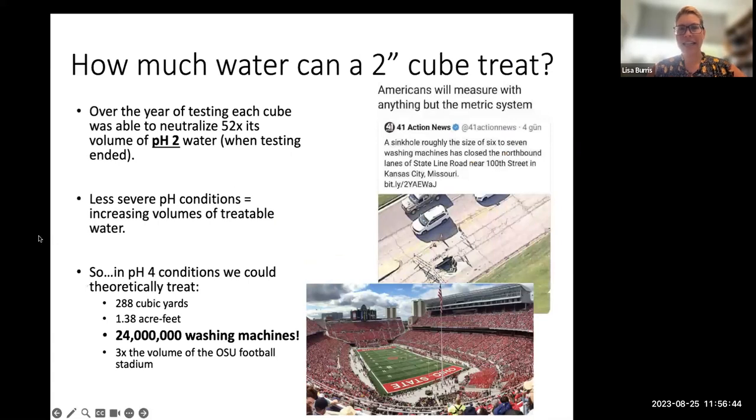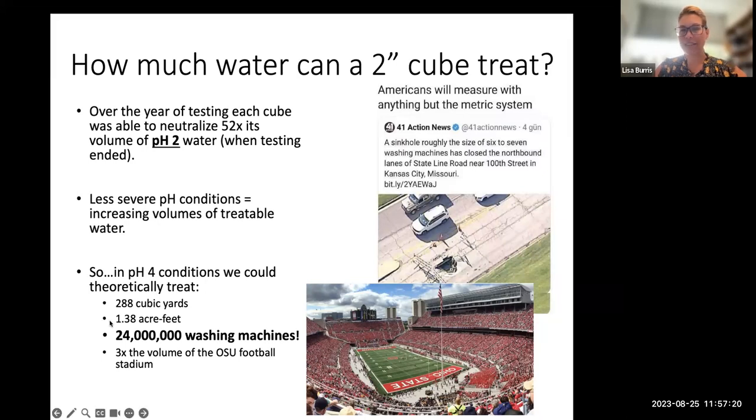Right. And then in addition, we were able to neutralize 52 times the volume of each of the cubes throughout this year of testing, with honestly not a lot of degradation in pH increasability if we give it a little bit more time. So with that amount of water per 2-inch cube, that suggests that we can treat an immense amount of water. And remember that this was at pH 2, and our stream flow out of the wilds was pH 4. So that increases the amount of water we can treat by 2 orders of magnitude.